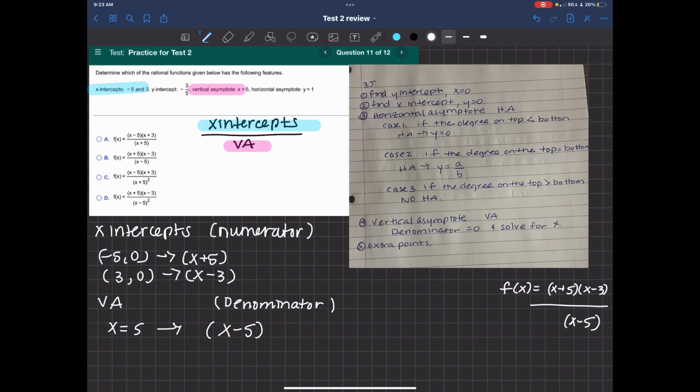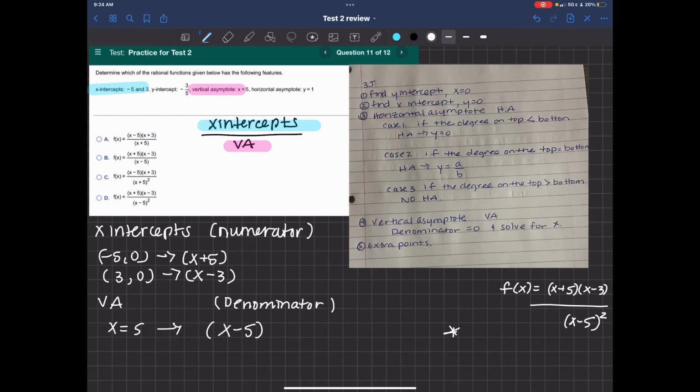From there, it says the horizontal asymptote equals 1. So that means they both have to have the same power. That means I need to square my vertical asymptote. And then I need to check for my y-intercept. So the y-intercept happens where x equals 0. So let's try this. So we're going to test this.